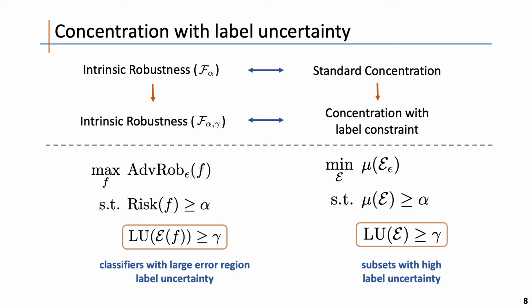Specifically, we impose an additional label uncertainty constraint to the standard concentration problem to focus on subsets with high label uncertainty. Correspondingly, it can be translated into an intrinsic robustness limit with respect to the set of imperfect classifiers whose error region label uncertainty exceeds some threshold gamma.